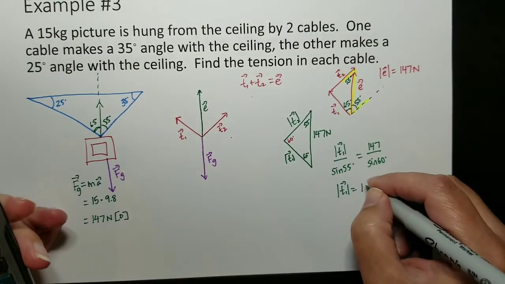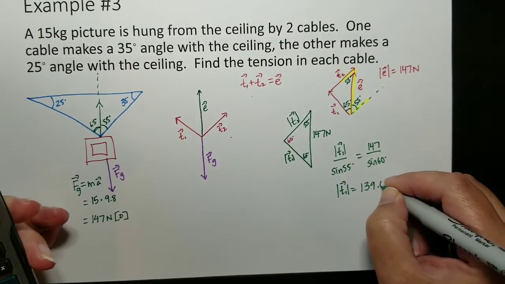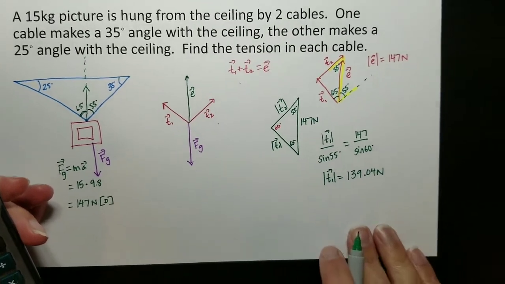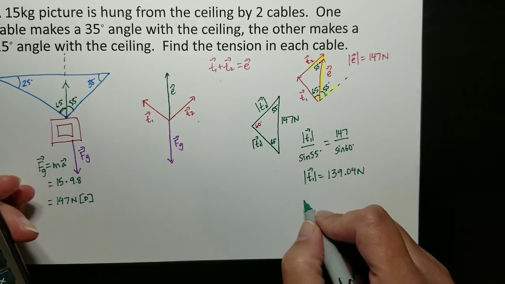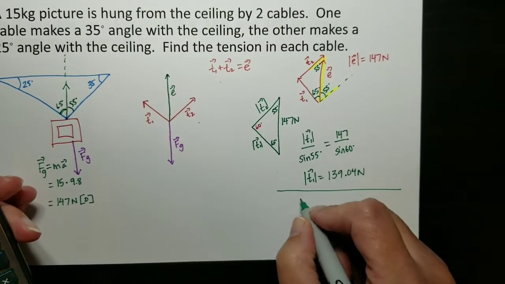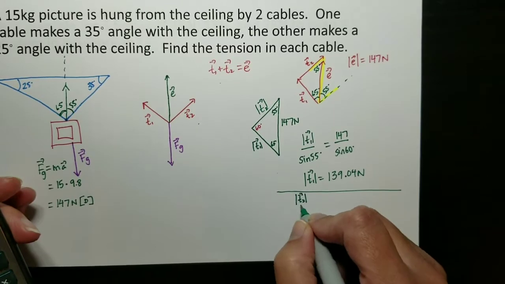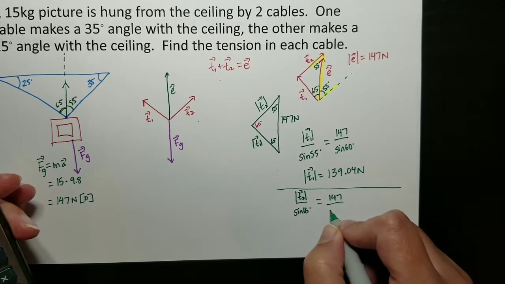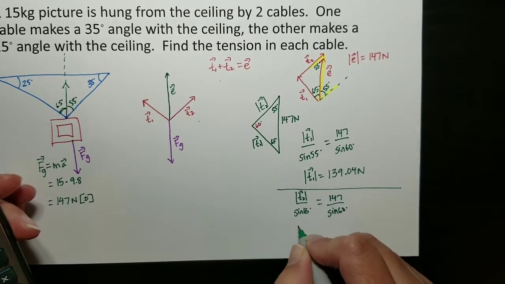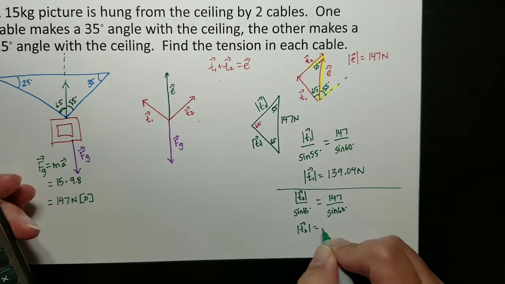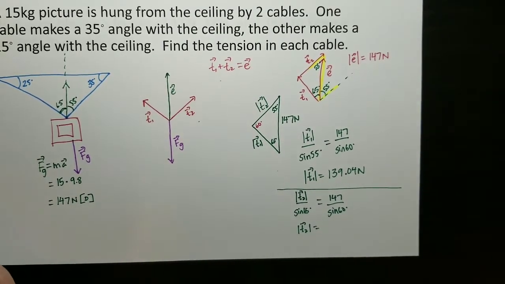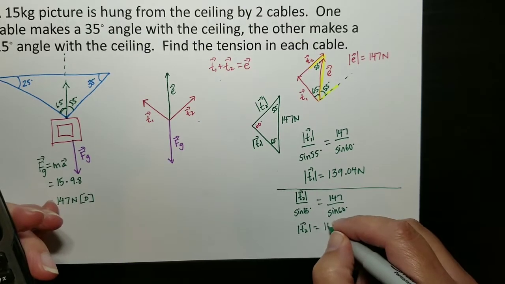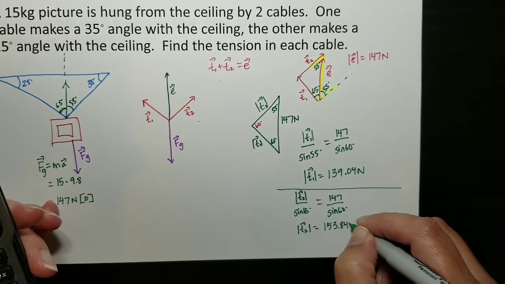So here I get 139.04 newtons, and then I'll do the same for T2. So the magnitude of T2 over sine 65 is 147 over sine 60. And this one's 153.84 newtons.